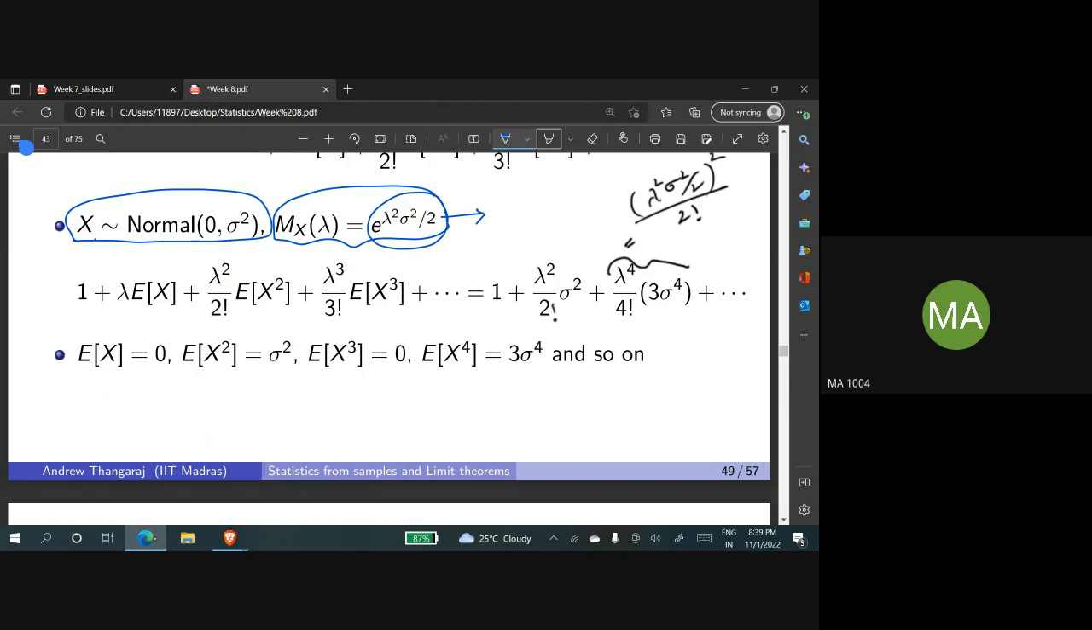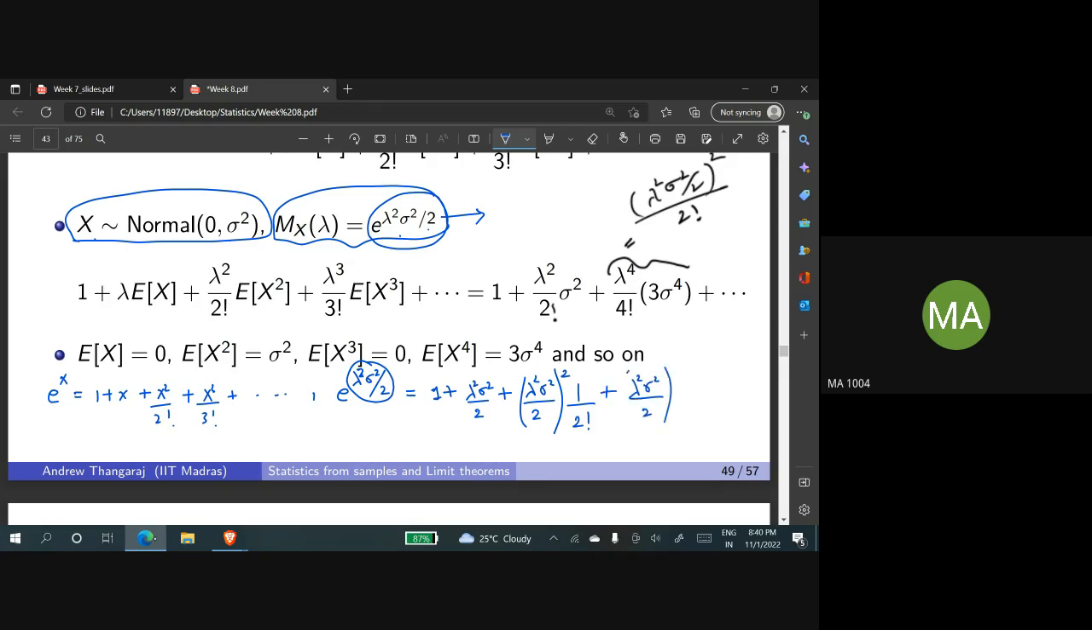I am just saying if I have to write the expansion for this e to the power lambda square sigma square by 2, so we know that if I have to write the expansion for e to the power x, I will write it as 1 plus x plus x square by 2 factorial plus x cube by 3 factorial and so on. Okay. Now in place of x, we have lambda square sigma square by 2. So what will this become? It will become 1 plus lambda square sigma square by 2 plus (lambda square sigma square by 2) square by 2 factorial, correct? Then you have (lambda square sigma square by 2) cube by 3 factorial and so on. It will keep on going.